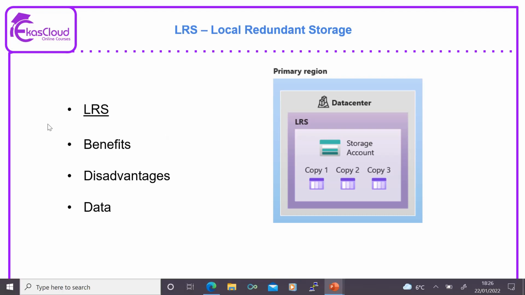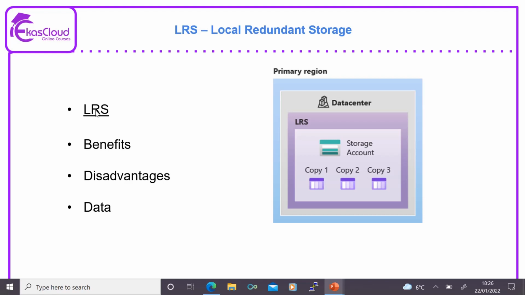So the benefit of LRS is that it is the cheapest option among all the redundancy types, and it gives you protection against any server rack or drive failures. However, the disadvantage is that if there is any event like fire or flooding which affects the full data center, then all replications of your data will be lost. Hence, it is advisable to only select this option if your data can be easily reconstructed. If your application or your data can be very easily reconstructed, then you can go and select LRS.